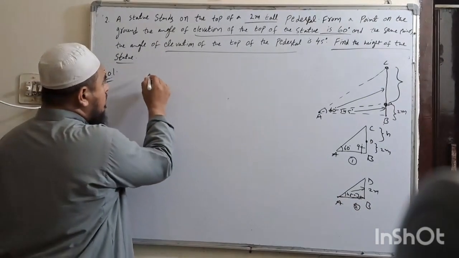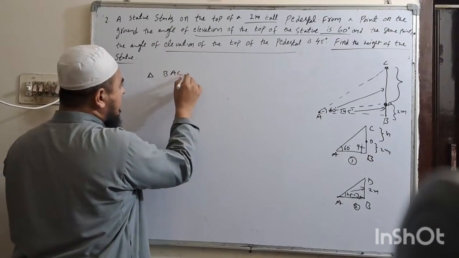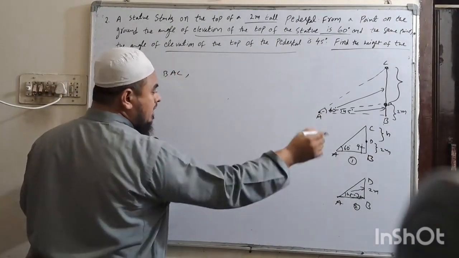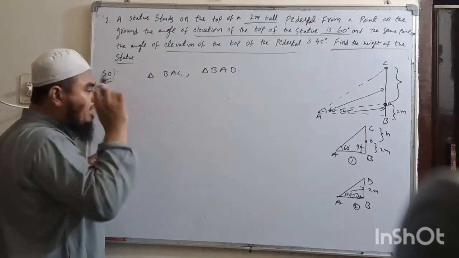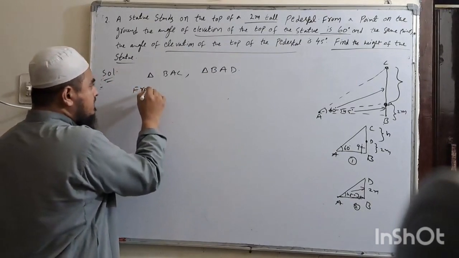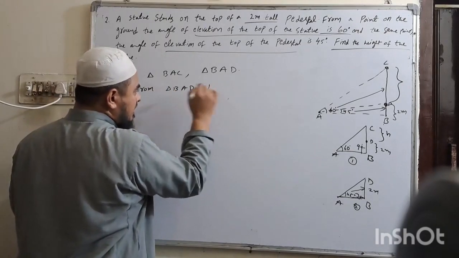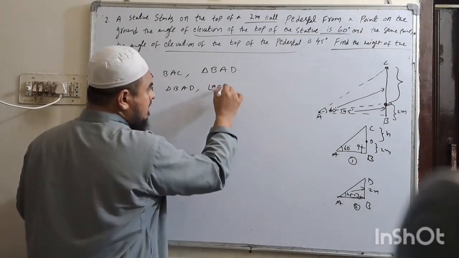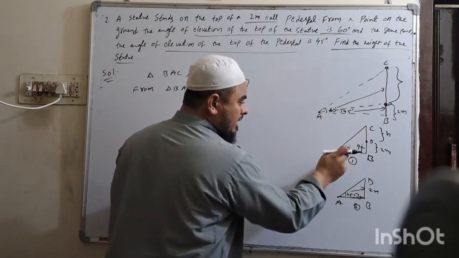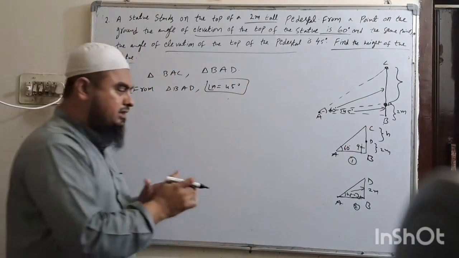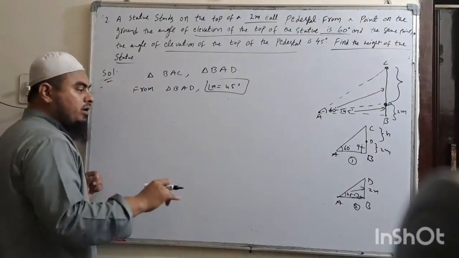Here we have two triangles, one is ABC, you can write BAC, which is a right angle triangle. Another triangle is BAD. So first, from triangle BAD, angle A is how much? 45 degrees. This is important. In triangle BAC, the angle of elevation angle A is 60 degrees, and in triangle BAD the angle A is 45 degrees. That you have to differentiate.